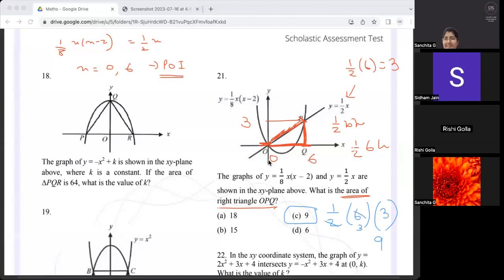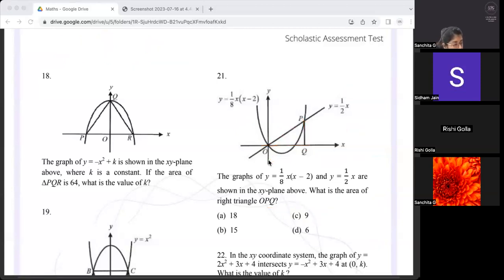Mom, I have a doubt. Yeah, tell me. I still didn't get how you got 0, 6. Oh, okay. I'll just quickly solve it again for you. 1 over 8 x minus 2 is equal to 1 over 2x. I can cancel out the denominator. So I got 1 over 4x, x minus 2 is equal to x. I can just cross multiply: x times x minus 2 is equal to 4x.